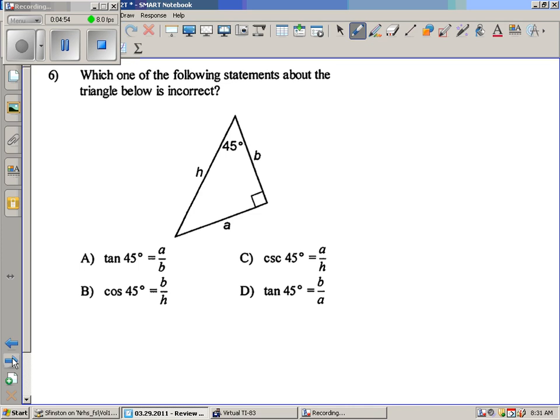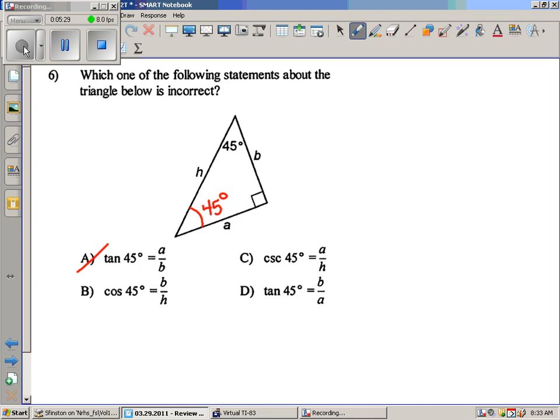Which of the following statements about the triangle is incorrect? Very sneaky I am. Let's do this. If you know that this is 90 and that's 45, how much is this one? Tangent. So the tan of 45 is A over B. Well, tan of this angle up over here, let me put a star here. If you use this one, the tan is opposite over adjacent. Yeah, that works. It's not incorrect.